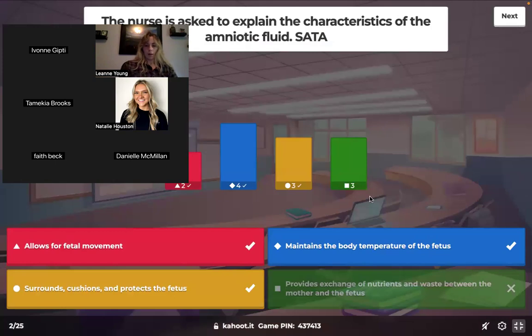All right. So our three correct answers are allowing for fetal movement, maintaining the body temperature of the fetus, and that it surrounds, cushions and protects the fetus. The only reason it's not number four is because that provides exchange of nutrients and waste between mother and fetus. That would be your placenta, because it's exchanging nutrients between mom and baby. Your amniotic fluid isn't really doing anything with mom. It's there mostly for fetal protection. So anything that you see that's between mom and baby is going to be more placenta related.